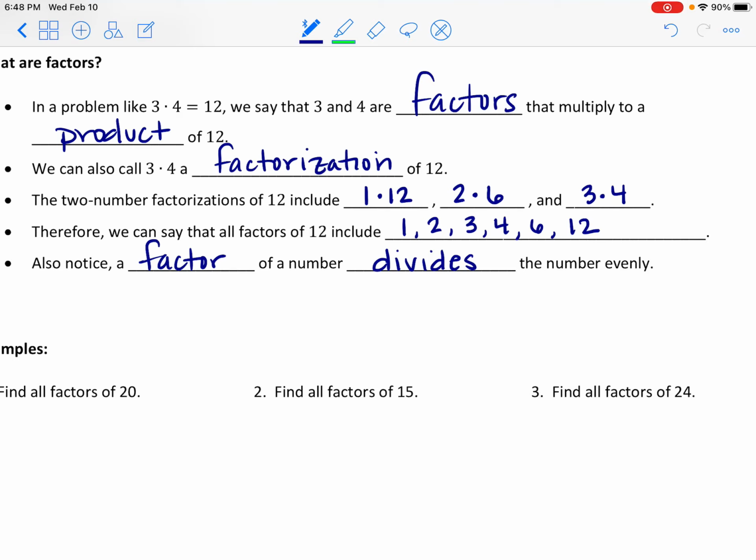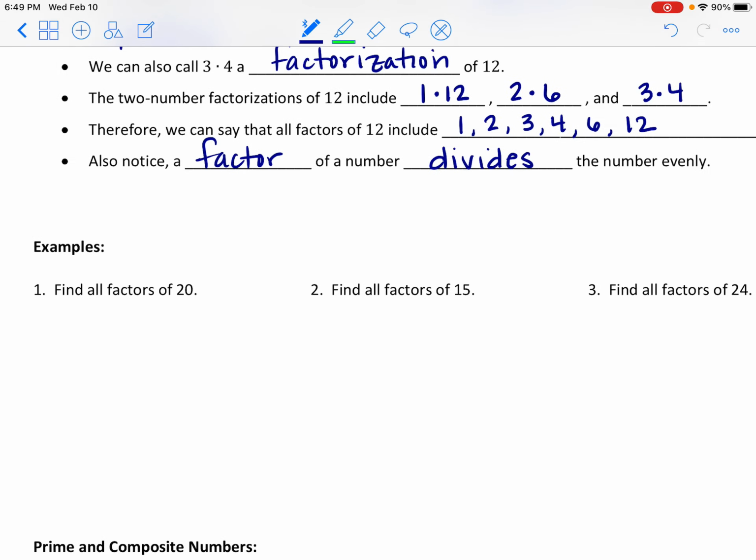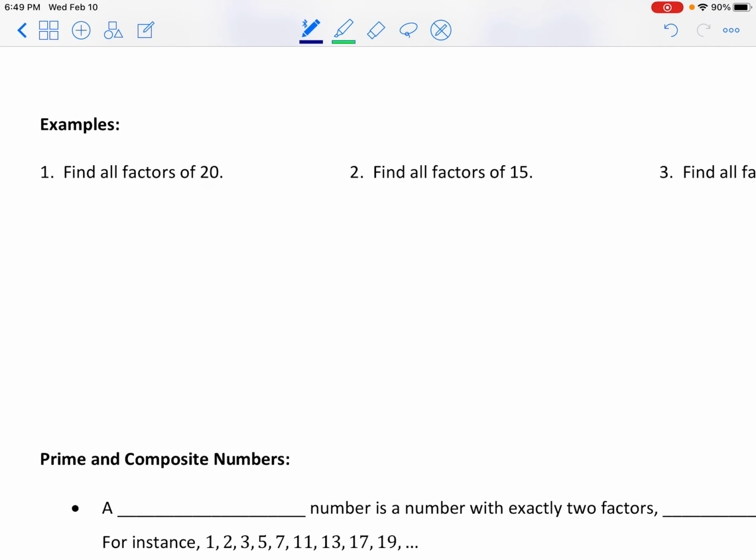If I said to find all of the factors of a number, probably the easiest way to do it, or I guess this is kind of opinion-based, but one of the ways to do it that is effective is to list out all of the two-number factorizations. So, for example, if we were finding the factors of 20, I would take 20 and divide it by 1 first, and 1 goes in 20 times, so 1 times 20 is a two-number factorization. And then I could divide it by 2, and 2 goes in 10 times, so 2 times 10 is another pair. Now 3 doesn't go in evenly, but 4 does. 4 goes in 5 times, so there's another pair.